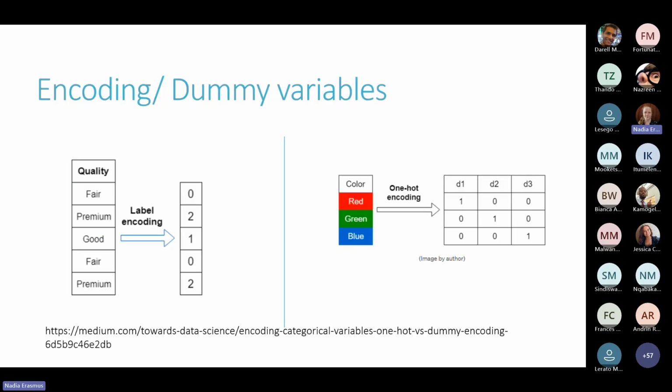Okay, so for the encoding or the dummy variables, you're going to encode it. So you're going to say, in this case, the quality of the air. If it's fair, it is 0. If it's good, it is 1. And if it's really, really good, it's 2. Okay. But in some data sets, there could be a negative, a bad. So then the bad would be 0, fair would be 1, good will be 2, and premium will be 3.